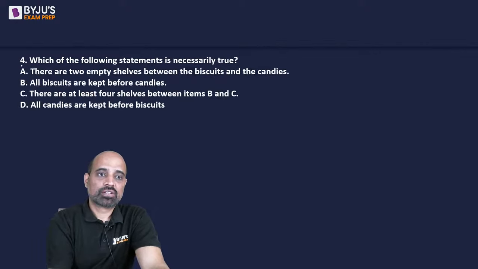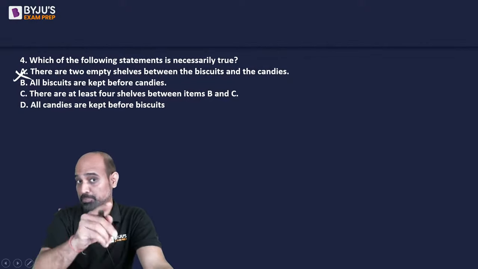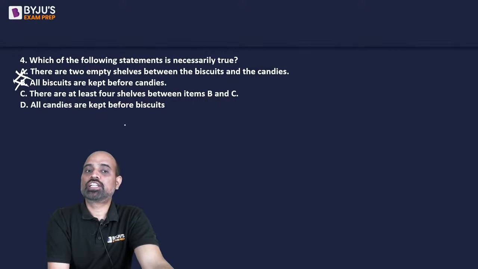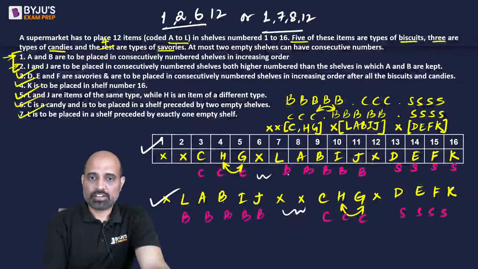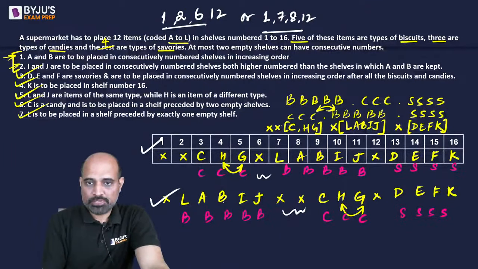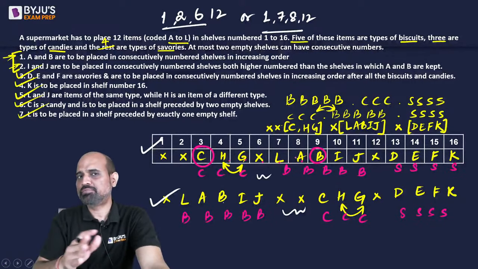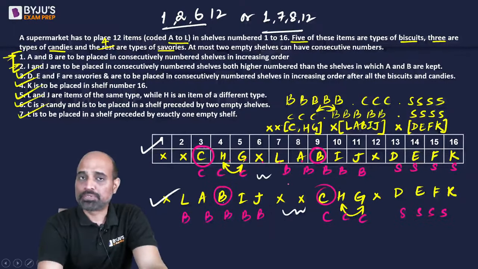Okay. All biscuits are kept before candies. This is also not necessarily true. Biscuits may be after candies. There are at least 4 shelves between items B and C. Let's see. If I look at the first scenario, this is where B is, this is where C is. So we have 1, 2, 3, 4, 5. There are 5 items, no, 4 items between them, gap of 5 shelves. If I look at the next scenario, there are at least 4 shelves between them.